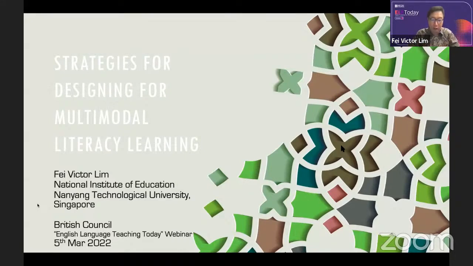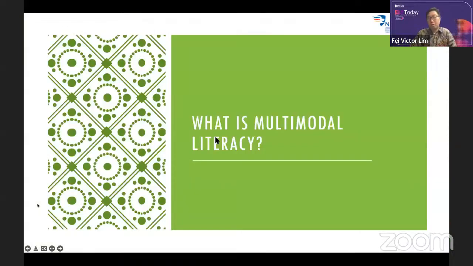So I'm very excited to be able to share with you an area of work that I've been doing for the last few years, and I believe it is of value for the education system and for us to think about what literacy education means in today's age. So let me start with the fundamentals. What is multimodal literacy? This is a term that has emerged very recently in the educational context when we talk about literacy learning.